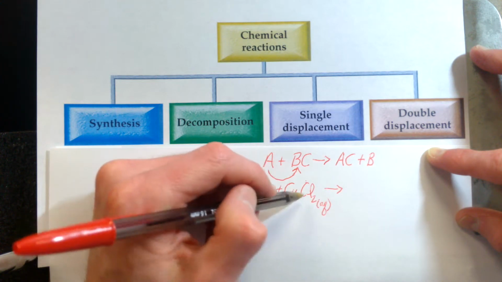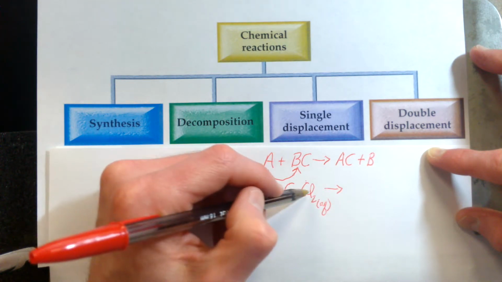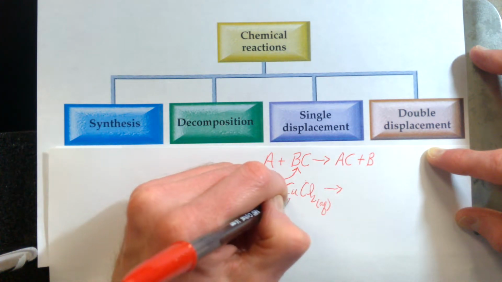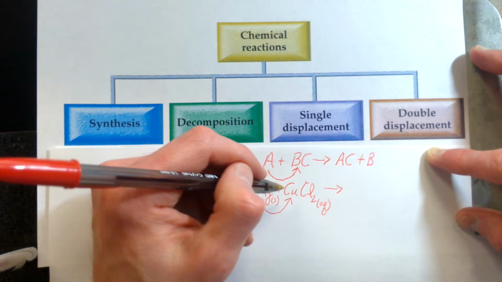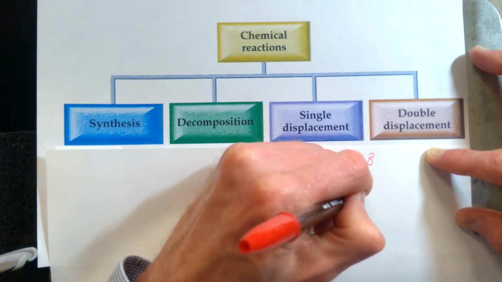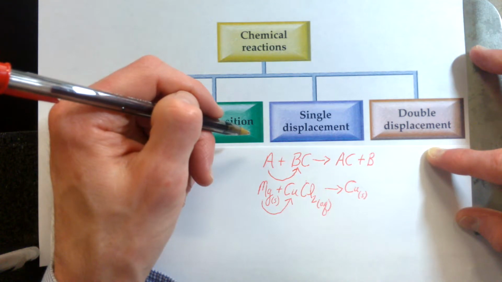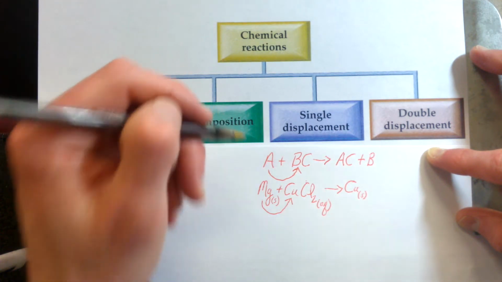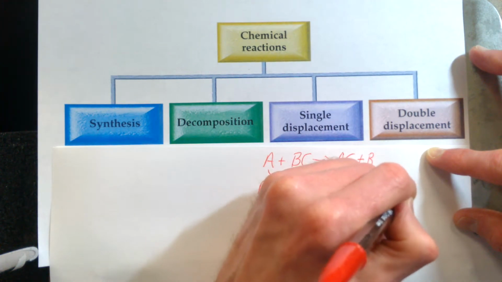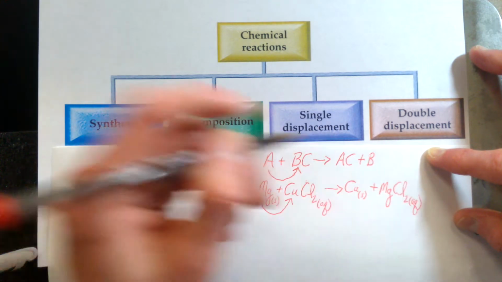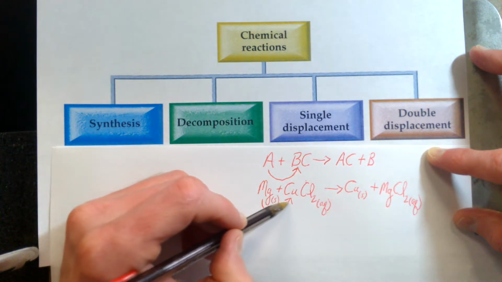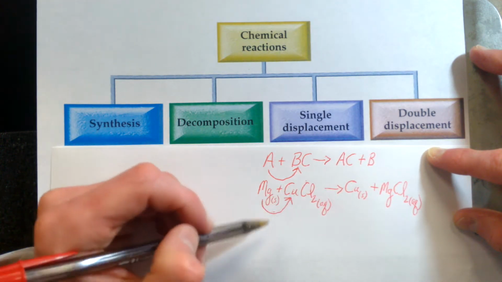This copper(II) chloride is an aqueous solution, so the copper and the chlorides are individual ions. The magnesium is more reactive than the copper metal, and so it will come in and push the copper out. It will cause the copper to precipitate, to become a solid, to return to its elemental state. And then the magnesium will go into solution as ions and form an aqueous solution of magnesium chloride.